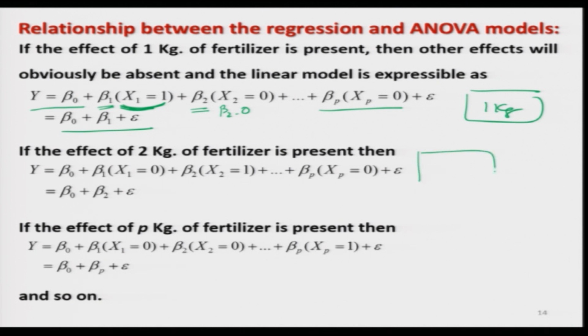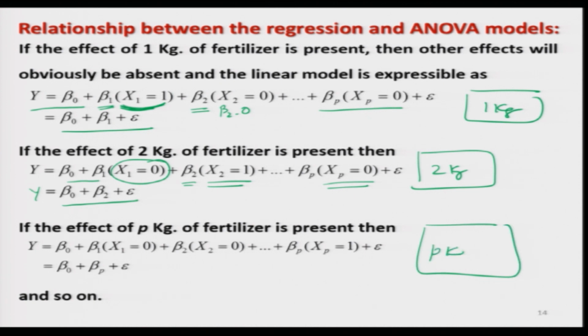And similarly, if you take another plot where you are using 2 kilogram of fertilizer, then what will happen? You are going to write the linear regression model as beta 0 plus beta 1, but now x 1 will become 0 and beta 2 with x 2 equal to 1, and all other x 3, x 4, up to x p will take value 0. So I can write y is equal to beta 0 plus beta 2 plus epsilon.